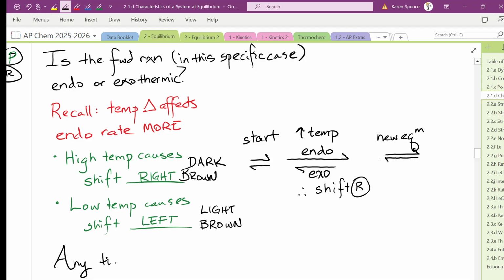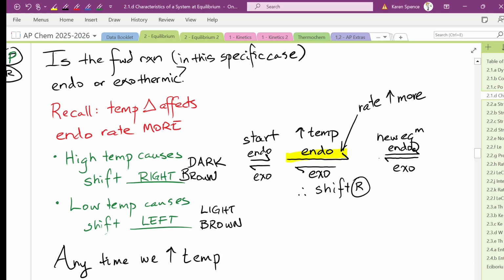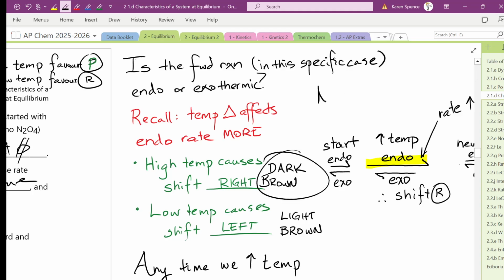Yeah. But that means that we will be shifting in a direction because one of the rates is going to be bigger than the other. Right? So this is endo. This is exo. This is endo. This is exo. When we increase the temperature, the endo rate increases more. But how do we know that? Because we are shifting to the right because it turned dark brown at a high temperature.